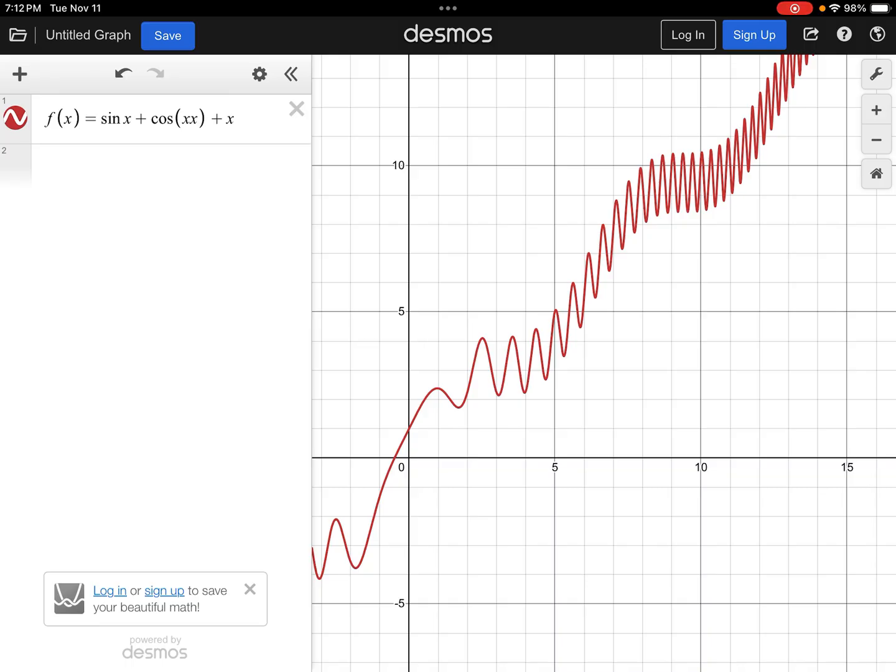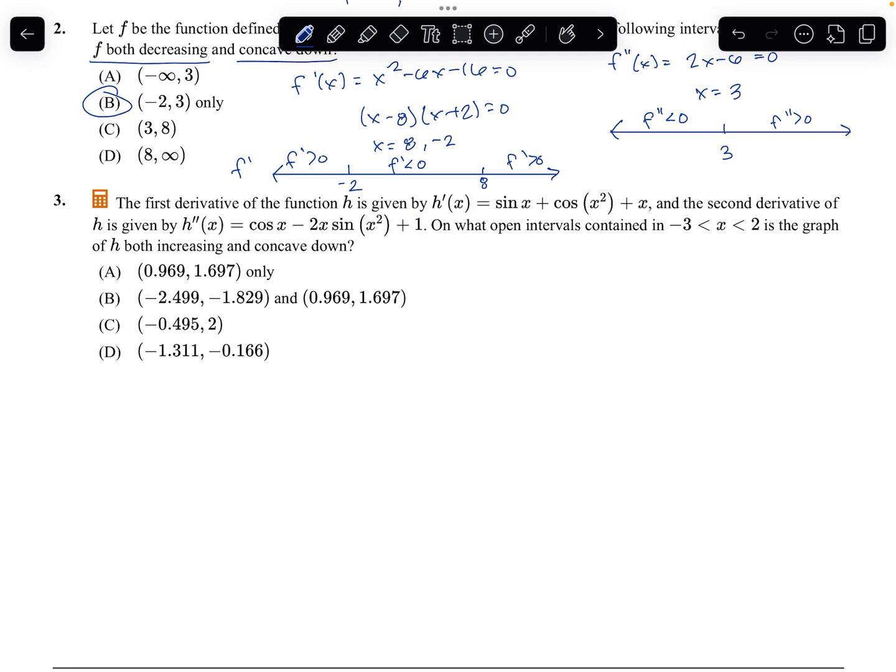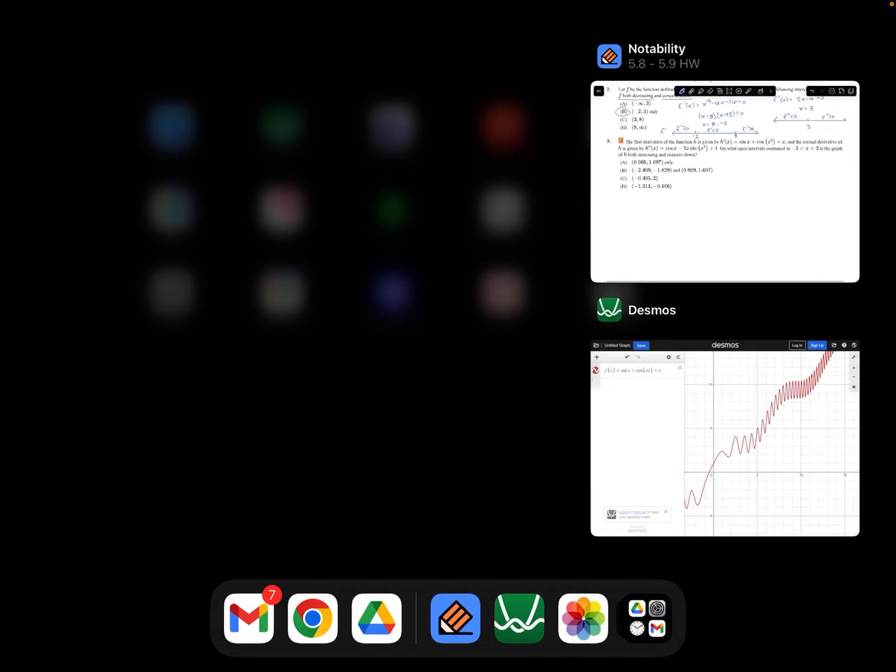All right. So this is the first derivative, this is h prime. And the second derivative is given by there, okay. On what open intervals contained in -3 to 2 is the graph both decreasing concave down?